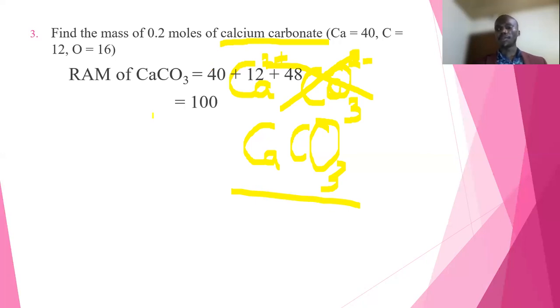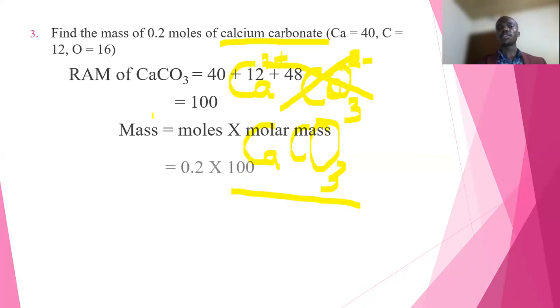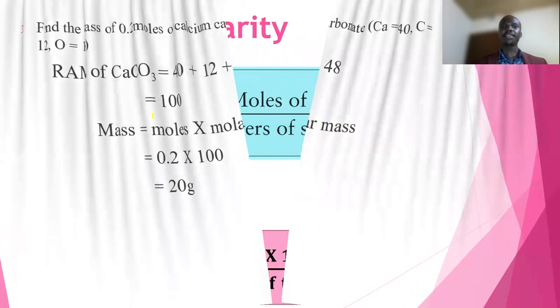Then we have said now the mass is given by moles, that is the number of moles, times the molar mass, which is 0.2, which was the moles of the calcium carbonate, times 100, which now gives you 20 grams. As simple as that. Let's see the next one.